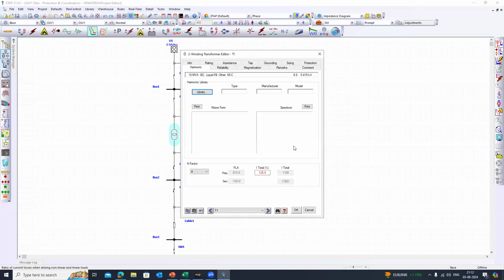Okay, clear? Your MVA rating will not increase, but your current handling capacity will increase. That means it will increase the conductor size. Basically, in the transformer manufacturing setup, they will increase the conductor size to withstand this much amount of current. Okay?